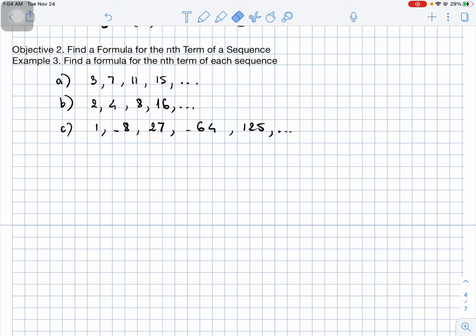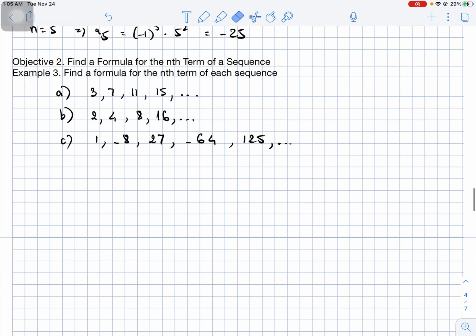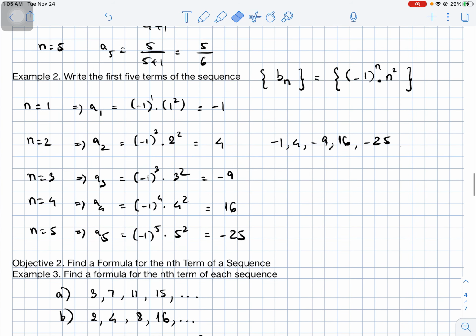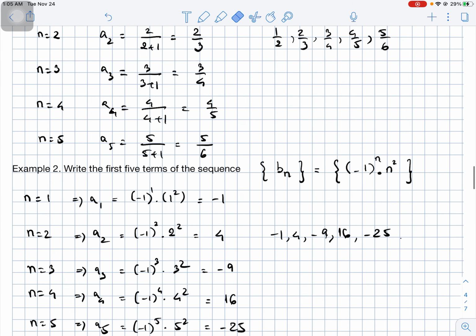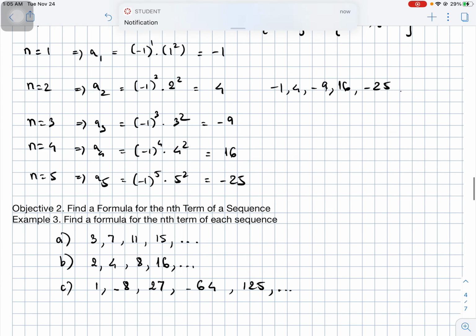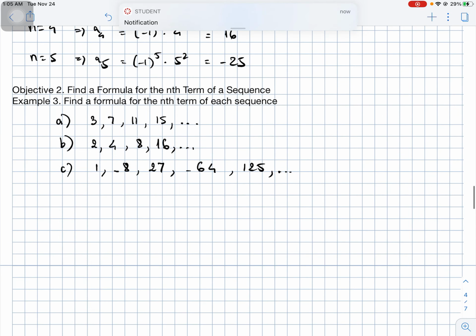Objective number 2. Find a formula for the nth term of a sequence. In example number 3, they give us the first few terms and they ask us to find the formula for the sequence. We go back to example number 1 and example number 2. They give us a sequence and we find the first few terms. Now the problem is opposite. That means we have to find the formula.